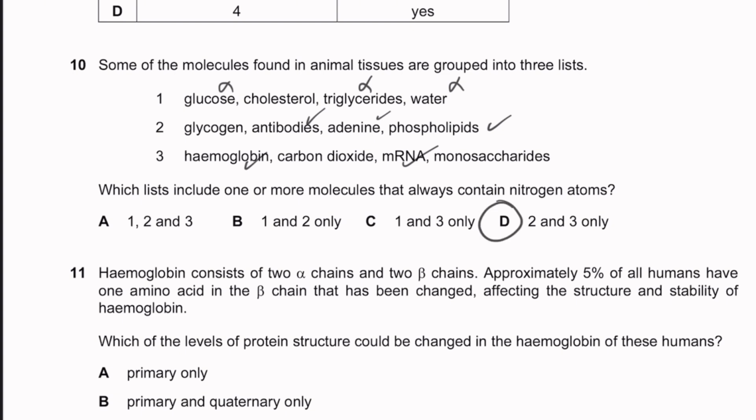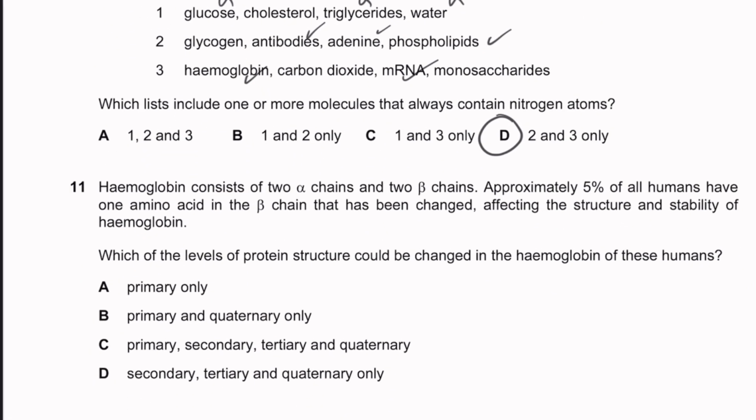Okay, now for question 11, hemoglobin consists of 2 alpha chains and 2 beta chains. Approximately 5% of all humans have 1 amino acid in the beta chain that has been changed, affecting the structure and stability of hemoglobin. Which levels of protein structure could be changed in hemoglobin of these humans? Obviously, primary will be changed, and if primary is changed, then that could change tertiary structure, and that also could change secondary, and hence could maybe change quaternary.